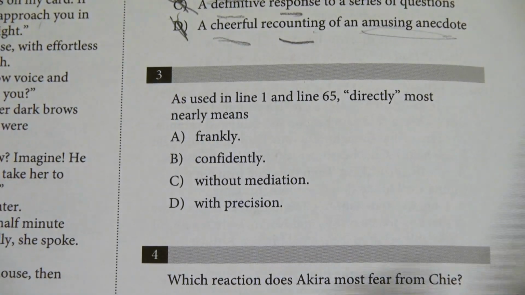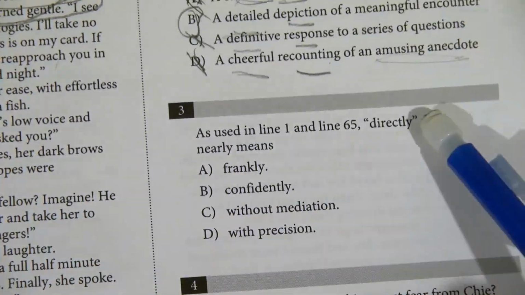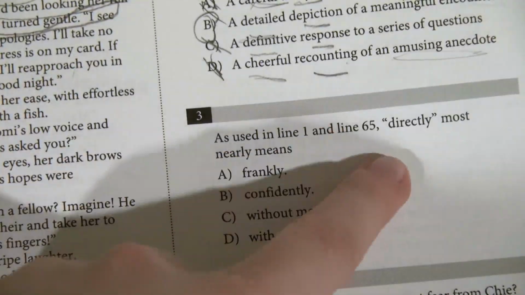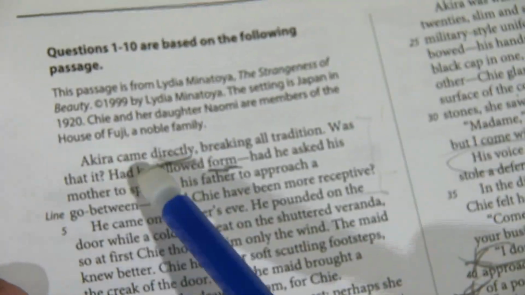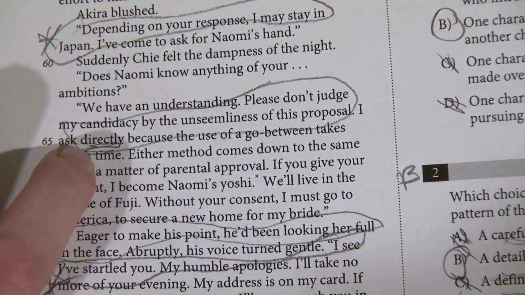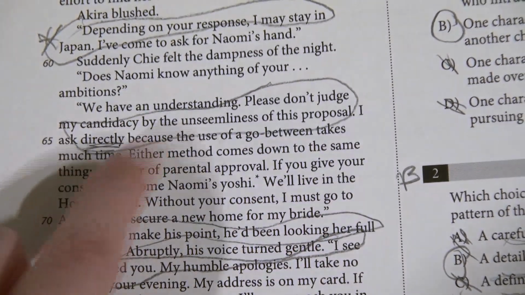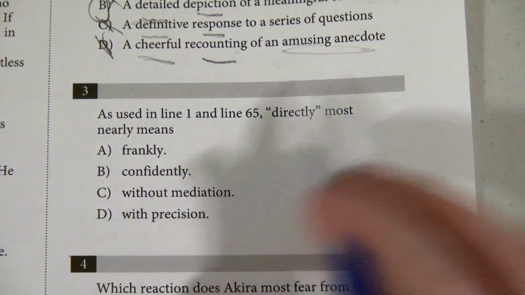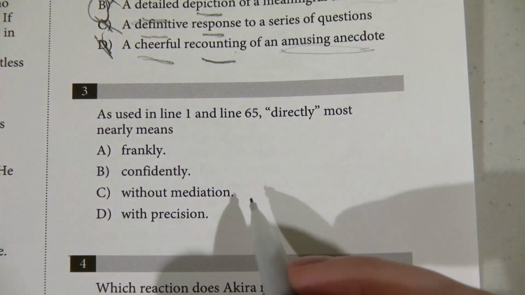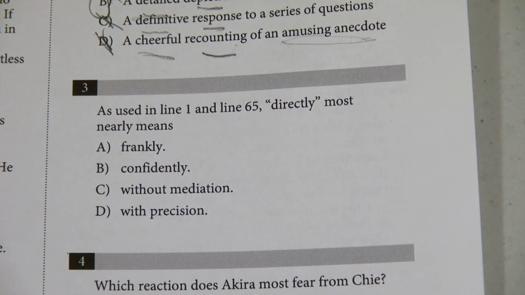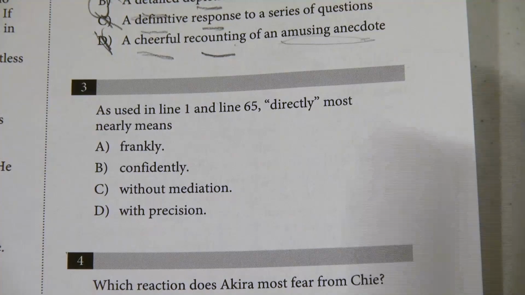Alrighty, question 3. Here's where we use our vocab that was already underlined. We have "directly," most nearly means in lines 1 and 65. So we get 2 places to look at it. Akira came directly, breaking all tradition. And the other one is, I asked directly because the use of a go-between takes much more time. So our options are frankly, confidently, without mediation, and with precision. He's using directly to mean he asked himself instead of using somebody else to ask for him.